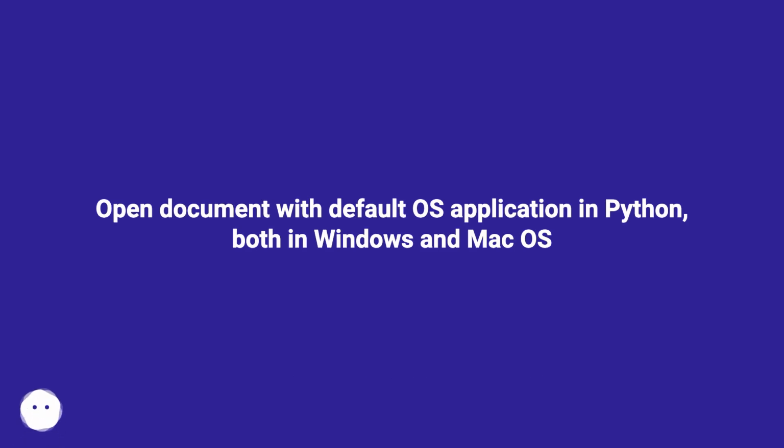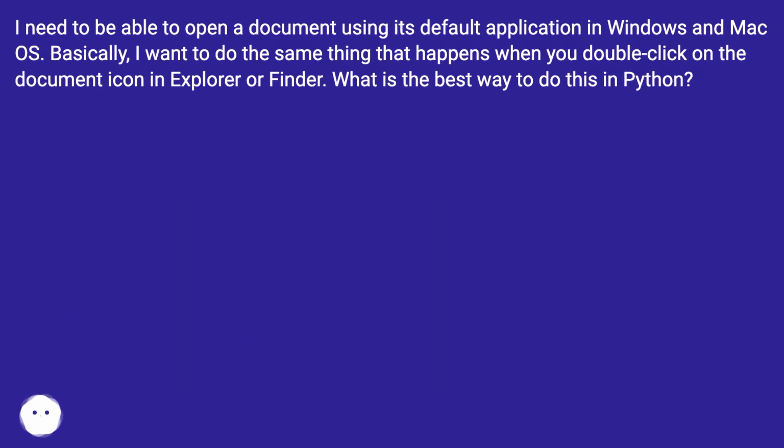Open document with default OS application in Python, both in Windows and Mac OS. I need to be able to open a document using its default application in Windows and Mac OS. Basically, I want to do the same thing that happens when you double-click on the document icon in Explorer or Finder. What is the best way to do this in Python?